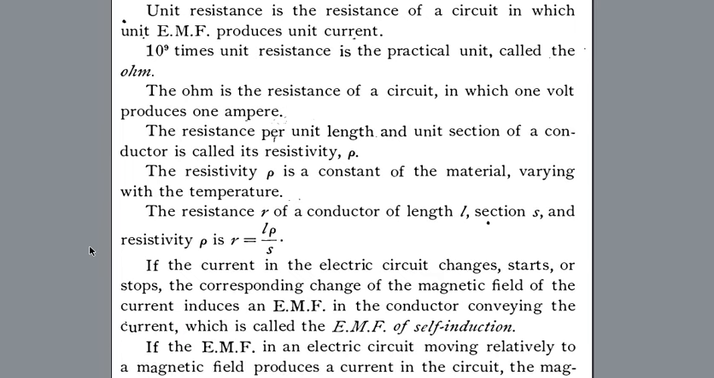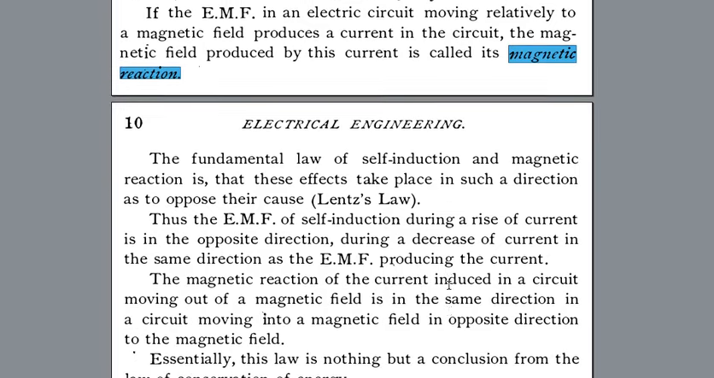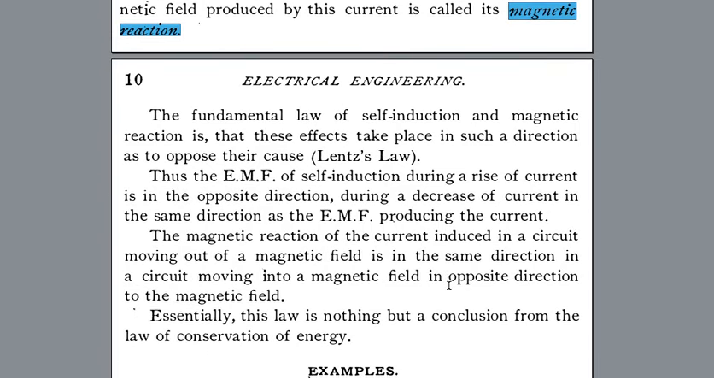If the current in an electric circuit changes, starts, or stops, the corresponding change in the magnetic field of the current induces an electromotive force in the conductor carrying the current. This is called the EMF of self-induction. If the EMF in an electric circuit moving relatively to a magnetic field produces a current in the circuit, the magnetic field produced by this current is called its magnetic reaction. The fundamental law of self-induction and magnetic reaction states that these effects occur in a direction that opposes their cause. This is known as Lenz's law.